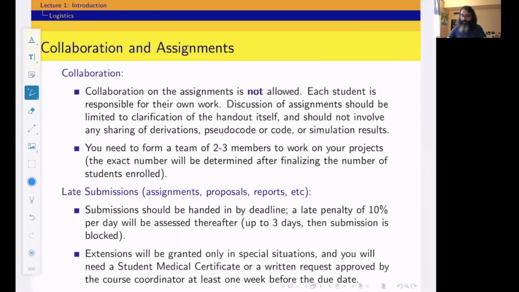Okay, so collaboration on assignments is not allowed. You have to do it yourself. But for projects, you need to build a team of 2 or 3 members. And the exact number of members of a team depends on how many students we end up having. If we have a lot of students, probably we have a larger team size.